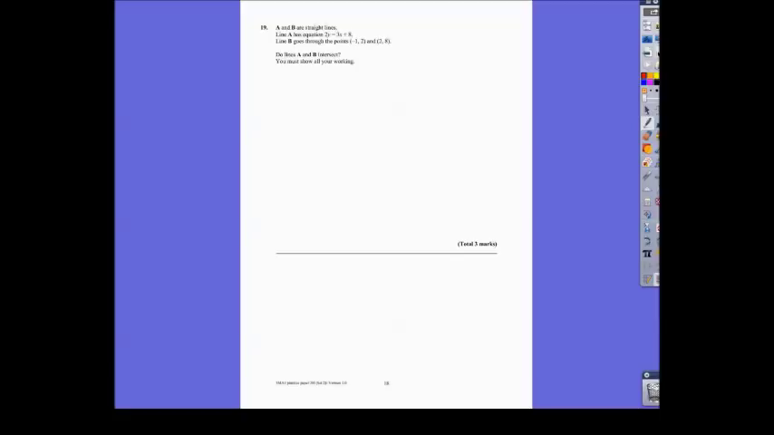Question 19. A and B are straight lines. Line A has equation 2y equals 3x plus 8, and line B goes through the points minus 1, 2 and 2, 8. Do lines A and B intersect? Well, basically what they're asking is, are they parallel? If they are parallel, they won't cross, and if they are not parallel, then they will cross at some point. So we need to find the gradients of these lines to find out if they're parallel or not.